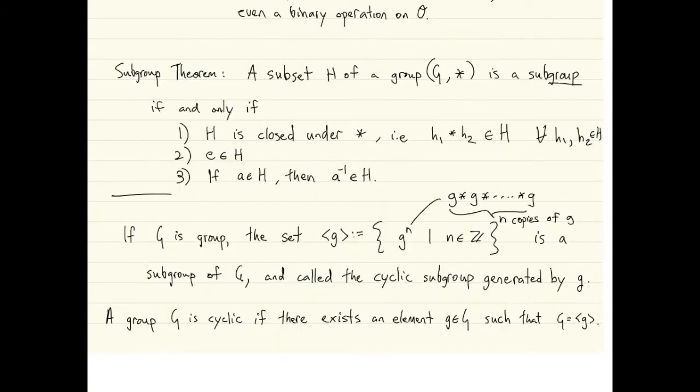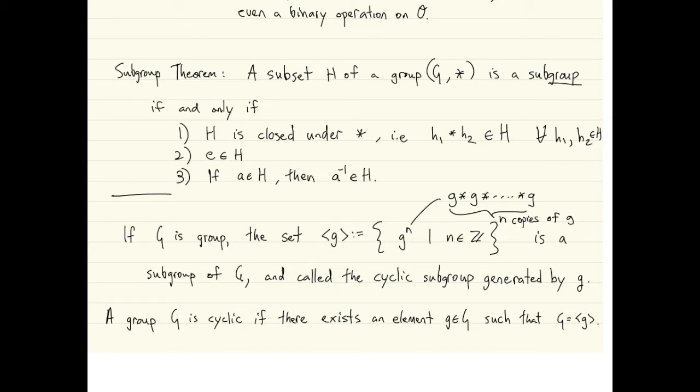Here's a theorem, the subgroup theorem, that allows us to check if a subset of a group G is a subgroup. The conditions are that the subset H is a subgroup if and only if H is closed under the group operation asterisk. In other words, if I take two elements in H and multiply them, that result lands inside H. A priori, at first glance, the group operation h1 times h2 lands in G, but we're requiring that it lands in H in order for H to be a subgroup.